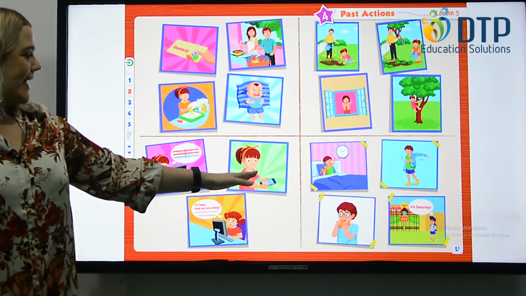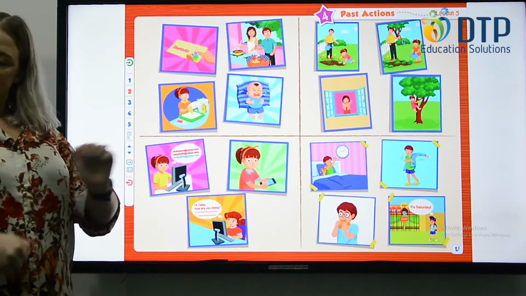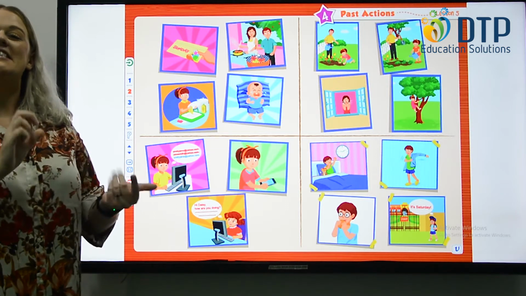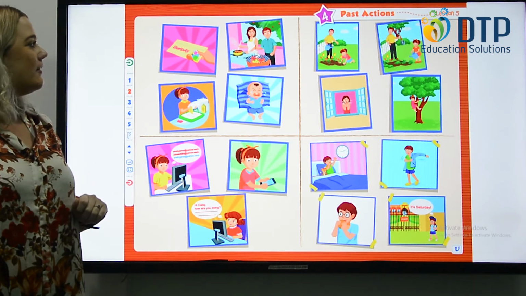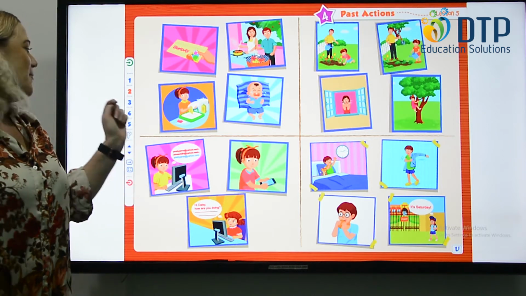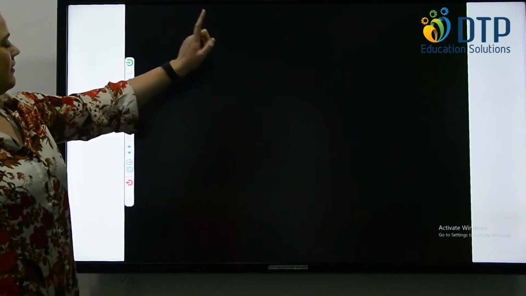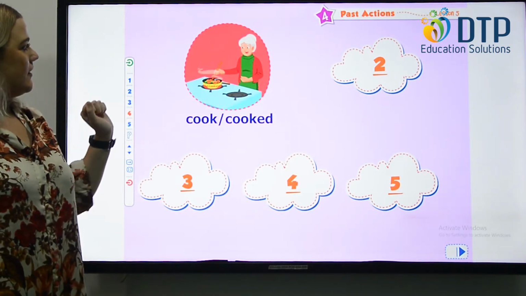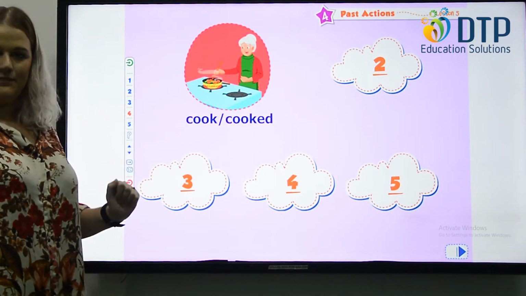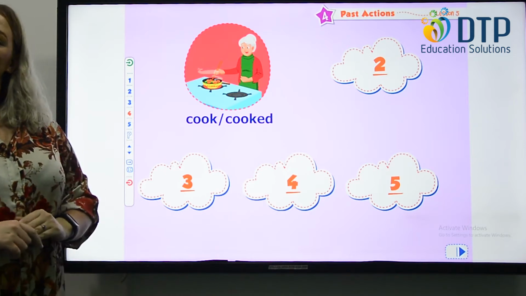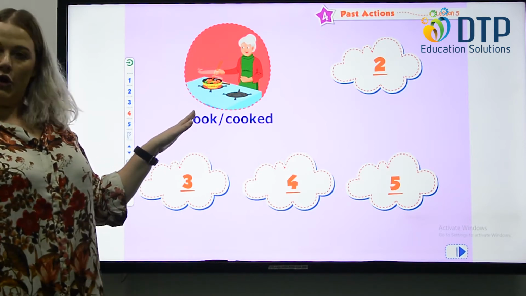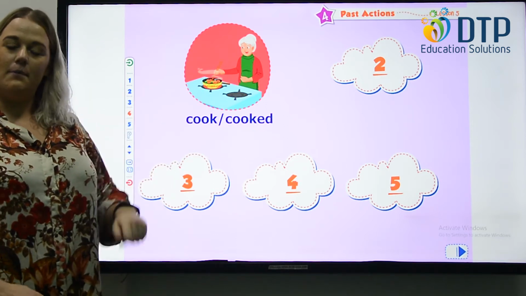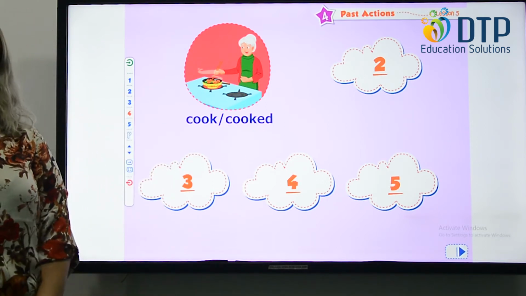What about the girl here? She texts on her phone. Yesterday, she texted on her phone. Let's see what other words you remember. Cook, cooked. The grandma cooks. Yesterday, she cooked. For cook, we can add ed. When we can add ed to a verb, that is called a regular verb.